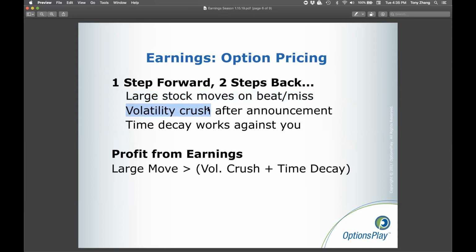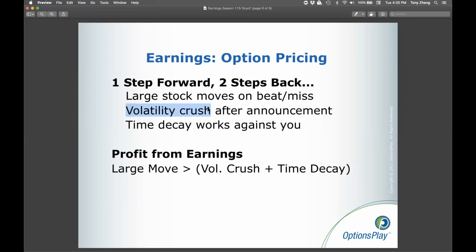And the reason for this is because prior to earnings, volatility is very high because there's a lot of uncertainty around where the earnings is going to be. So people will pay a little bit more for that option because they want to participate in this large move. That will increase the volatility and increase the price of the option.